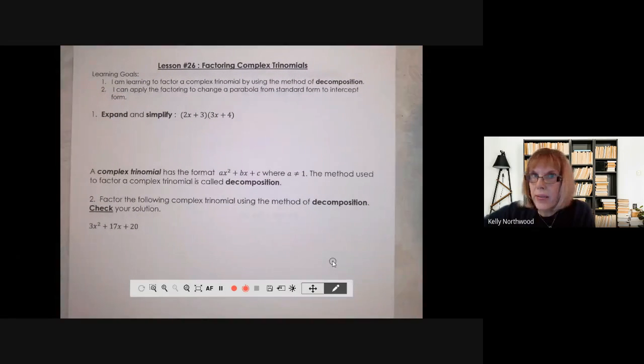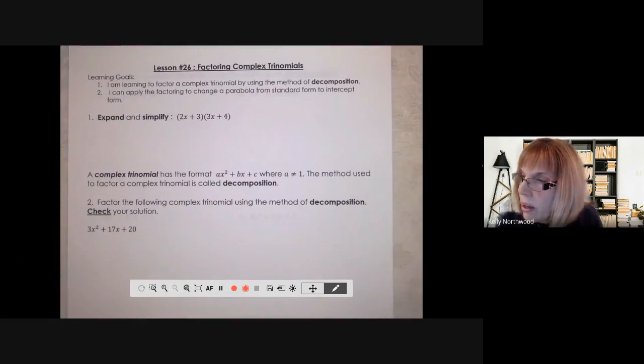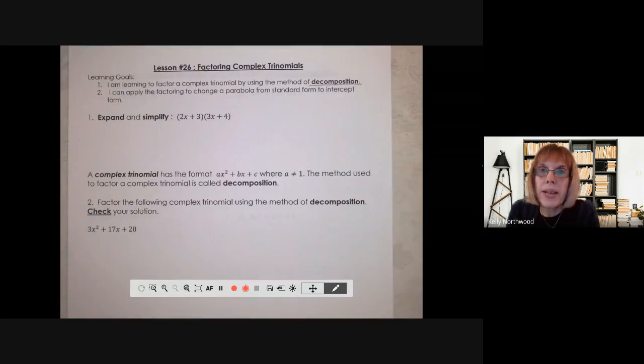Okay, lesson 26, factoring complex trinomials. So this morning we're going to learn to factor a complex trinomial by using the method of decomposition. Instead of just being a one-step process, there's 3 steps. A lot of people like this one because there are specific steps to do.